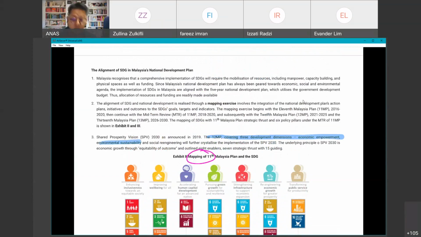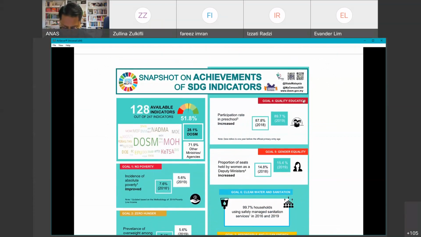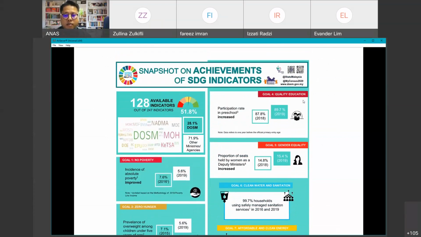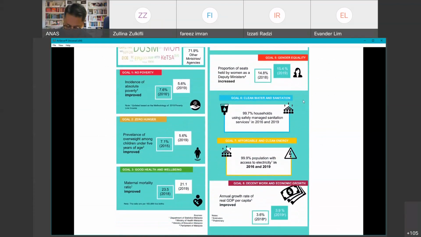Okay. So we are doing something to address this issue. So this, I think, is from the review of the SDG achievement from the website. I'm not going to focus on everything. I'm just going to focus here. Goal number 7.